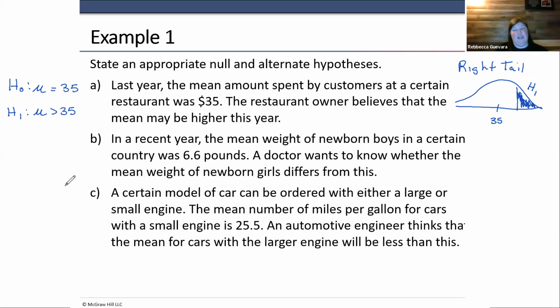In recent years, the mean weight of newborn babies in a certain country is 6.6 pounds. A doctor wants to know whether the mean weight of newborn girls differs from this. So once again, we know in recent years the mean weight of newborn boys has always been 6.6. So we want to see if girls are different. So we're comparing two populations to each other. So we know boys are 6.6. If girls are different, they won't be 6.6.